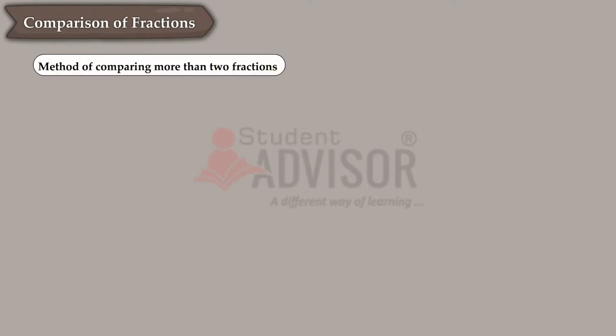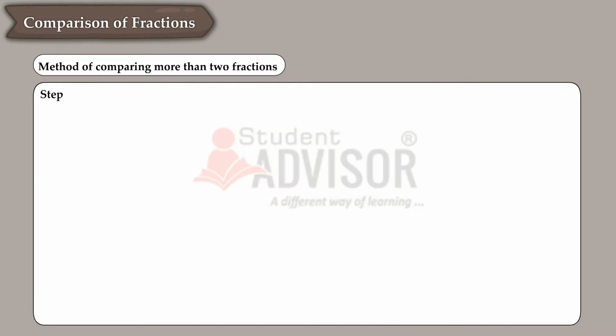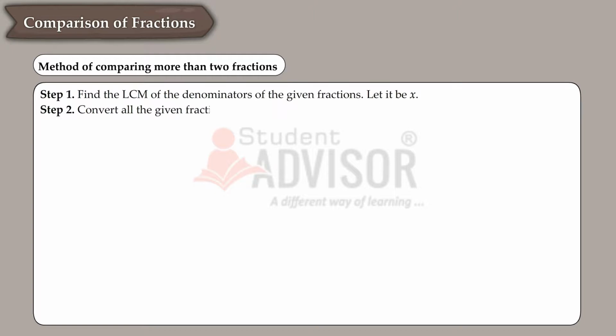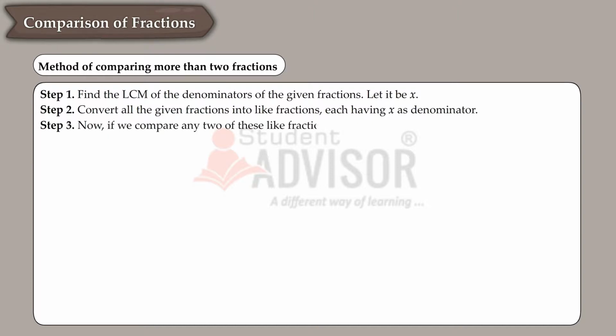Method of comparing more than two fractions. Step 1. Find the LCM of the denominators of the given fractions. Let it be x. Step 2. Convert all the given fractions into like fractions, each having x as denominator. Step 3. Now, if we compare any two of these like fractions, then the one having larger numerator is larger.